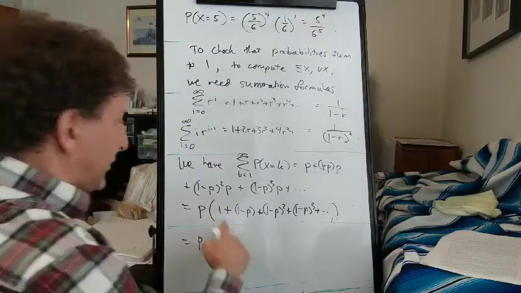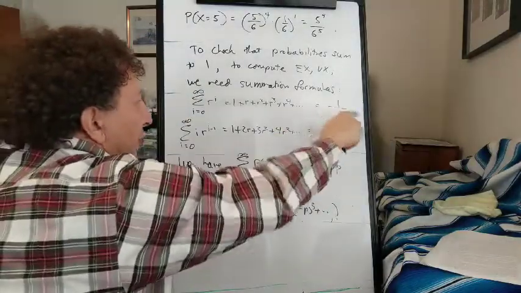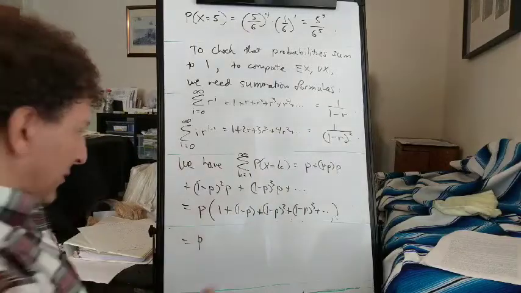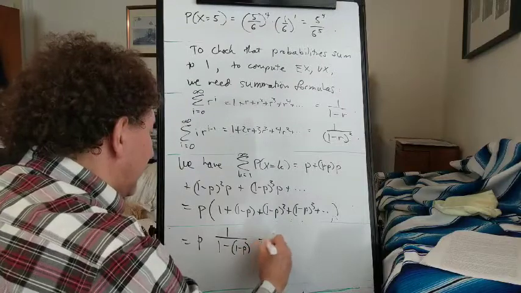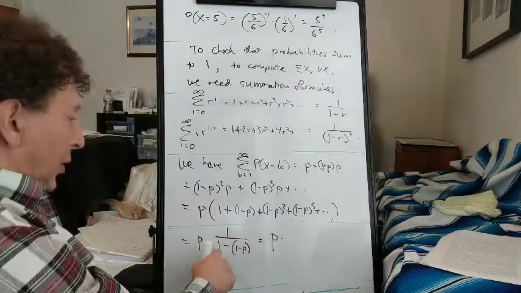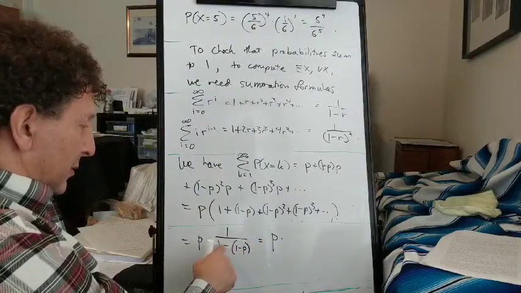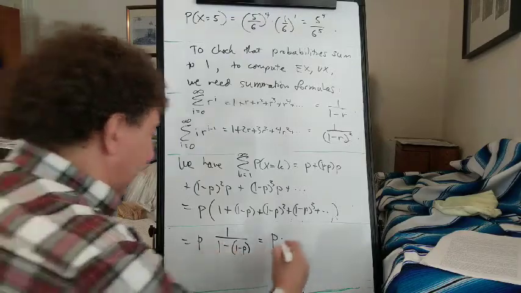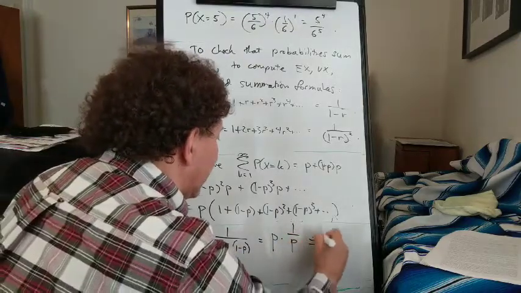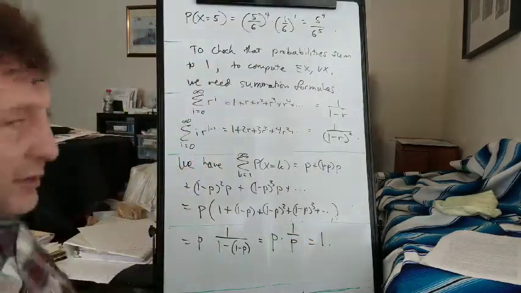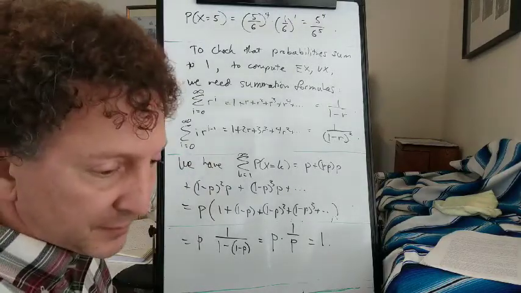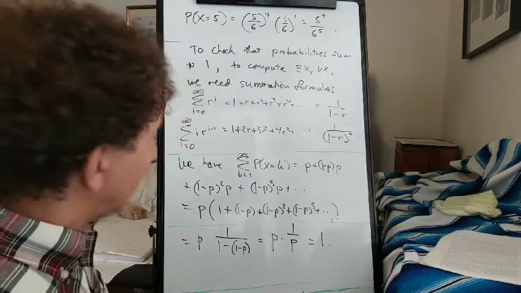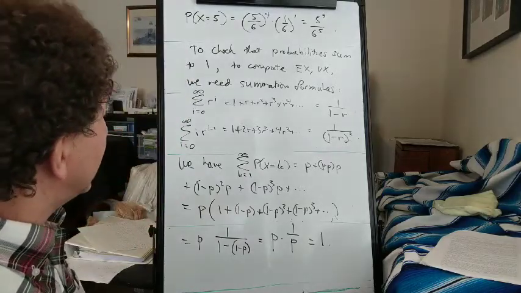Which is p times, this sums to 1 over 1 minus whatever we're adding powers of, so 1 over 1 minus (1 minus p), which is p times 1 over p, since 1 minus 1 is 0, minus negative p is plus p. So this sums to 1, which is good, because the probabilities should sum to 1. Now let's look at the expected value of x.